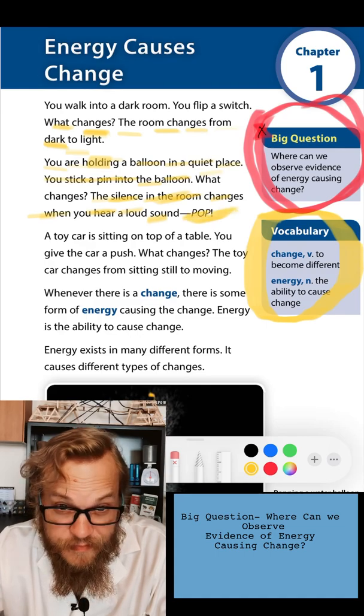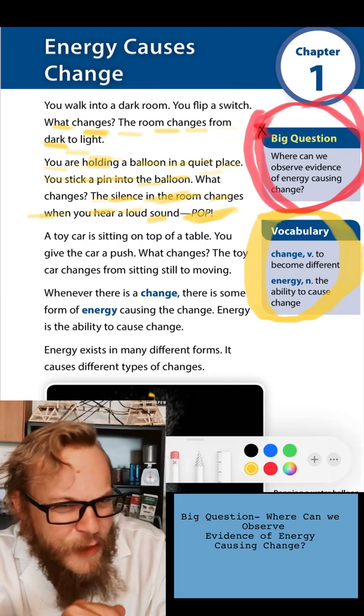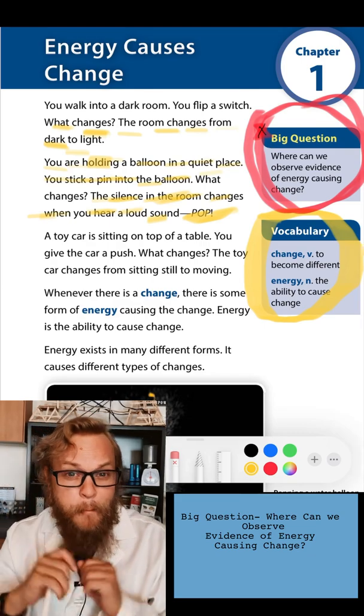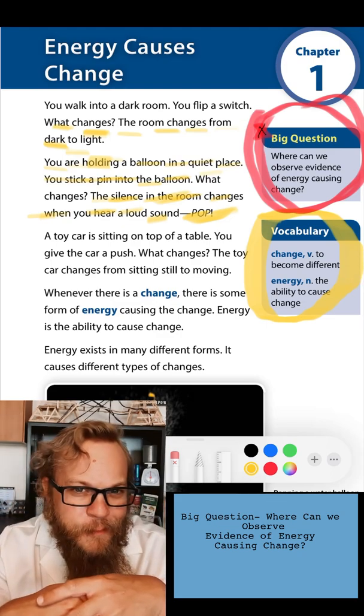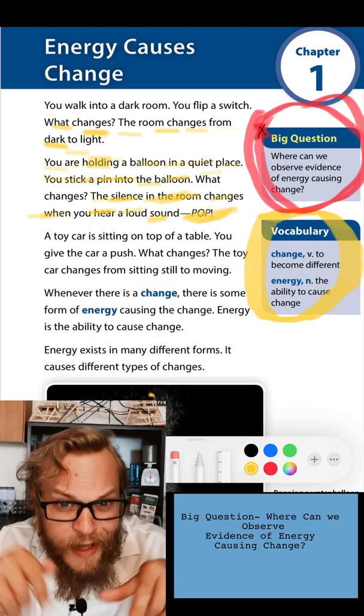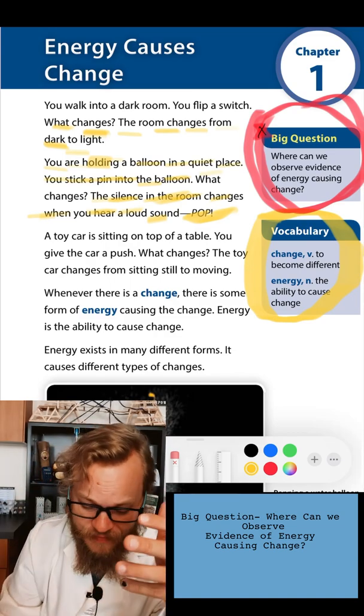So, as our textbook says, the silence in the room changes when you hear a loud sound, pop. It's a great use of onomatopoeia, which is one of my favorite words. Onomatopoeia. Pop, kapow, boom. But I'm not talking about onomatopoeia. I'm talking about energy. Energy that is causing change. Okay?